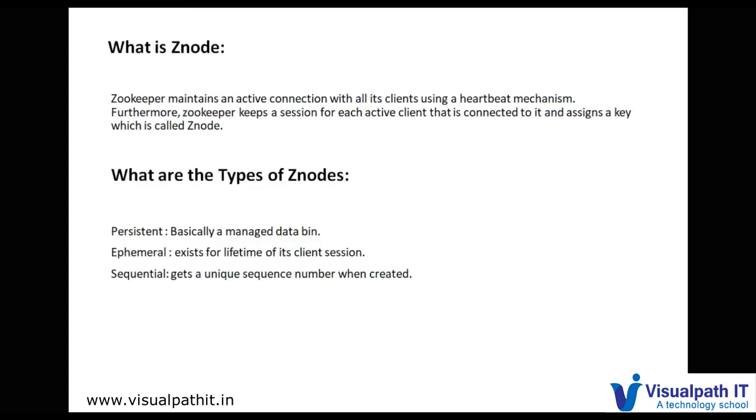And what is a Znode? Zookeeper maintains an active session with all its clients using a heartbeat mechanism. Furthermore, Zookeeper keeps a session for each active client that is connected to it and assigns a key, which is called a Znode. What are the types of Znodes? There are 3 types. Persistent, basically a managed data bin. Ephemeral, exists for the lifetime of its client session. And sequential, gets a unique sequence number when created. Generally we will use sequential.